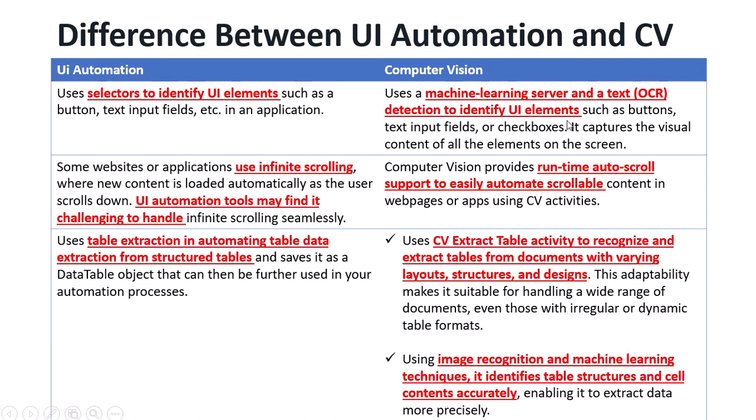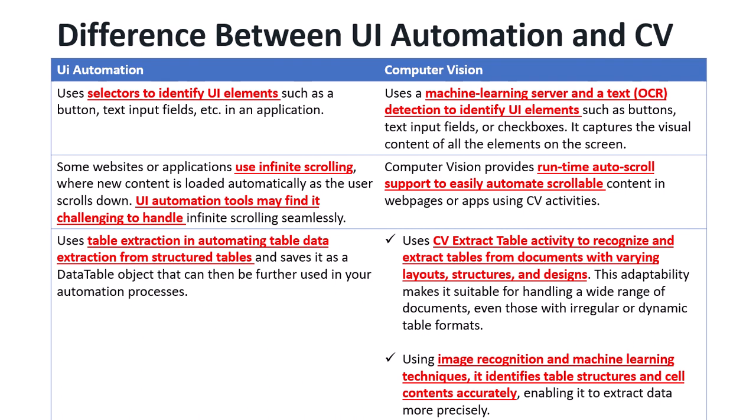As we've seen in the previous video, UiPath computer vision uses a machine learning algorithm which is based on a neural network. It will capture a screenshot, and from there it will identify buttons, text, and different types of elements using the machine learning algorithm, and based on that it will work. So this is the first major difference between these two.